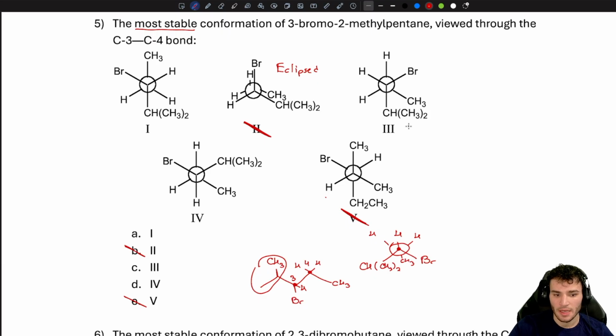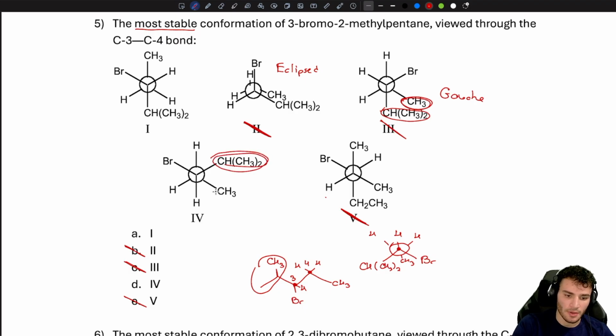In option 3, I see that the front carbon and the back carbon larger groups are right next to each other. So this is going to be our gauche conformation, so also not our most stable. And in option 4, I also once again see this larger group and this larger group in the back right next to each other. And so we're going to call this gauche as well. But in option 1, our largest group in the front carbon and our largest group on the back carbon are as far away from each other as possible. And so we're going to call this staggered.